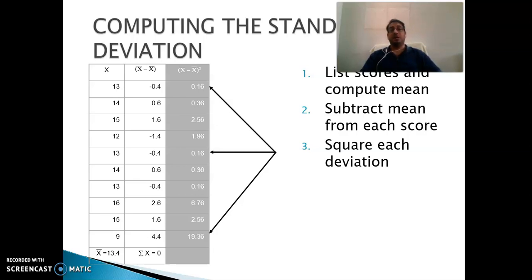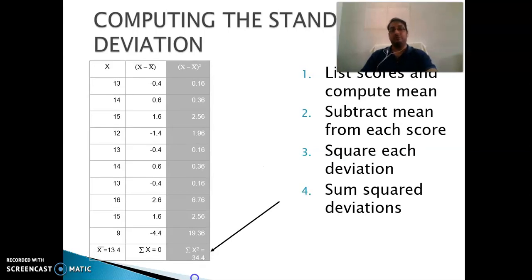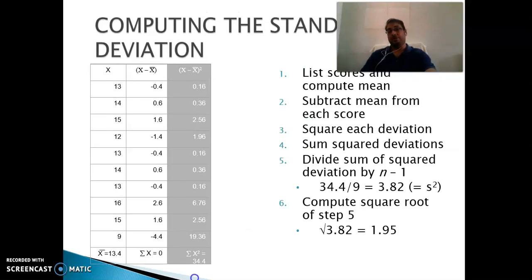Then the third step, square the deviation. So now you square each deviation. Then the fourth step, sum. You sum the squared deviations, and then you will get 34.4.